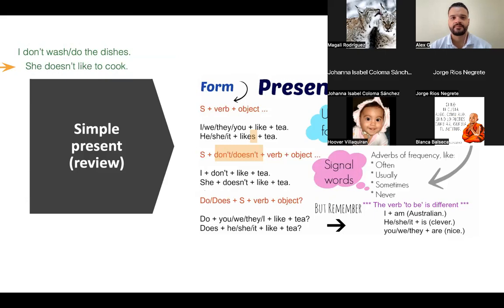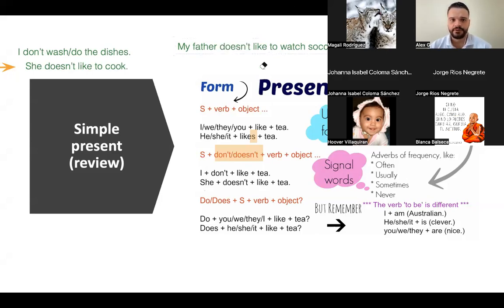My father doesn't like to watch football. Excellent. And remember, in English we say soccer, right? My father doesn't like to watch soccer. Excellent, guys. All of these are perfect examples of the negation in the simple present.